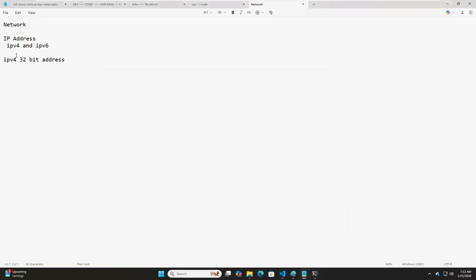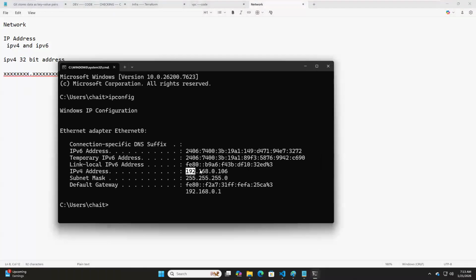Here I said it is a 32-bit address. A 32-bit address is in the form of binary number format. You will have 8 bits in an octet, 8 bits in a portion, like this. Now these 8 binary bits are converted into decimal format, and then you get this particular number.